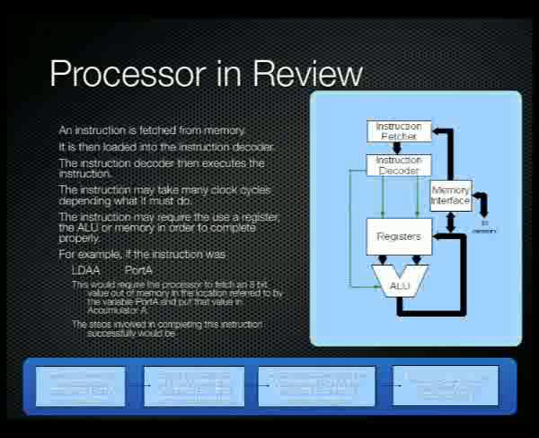The instruction may require the use of a register, the ALU, or memory in order to complete its operation properly. For example, if the instruction was an LDAA port A, then this would require the processor to fetch an 8-bit value out of memory in the location that's referred to by the variable port A and put that value in accumulator A. The steps involved in completing the instruction successfully would then be as follows.